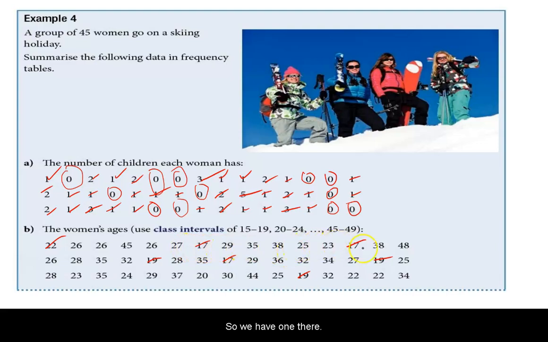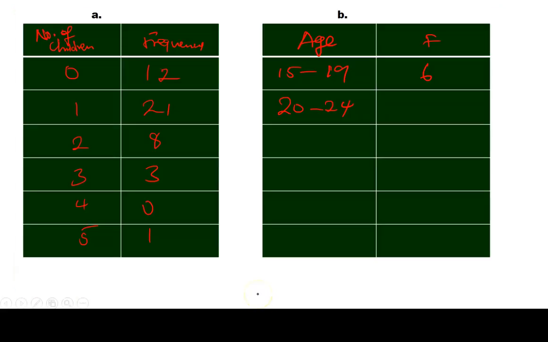So we have 1 there, 2, 3, 4, 5, 6. Is it 6 of them? 20 to 24. Always cross check. There is 23 here, so it is 7 of them. So 20 to 24, 7. The next becomes 25 to 29.